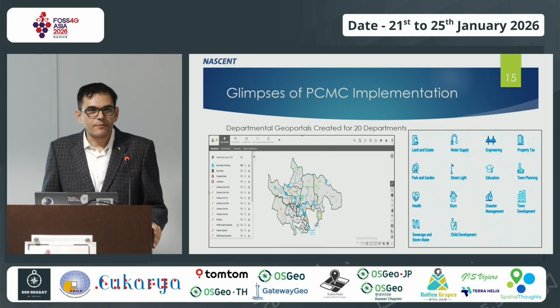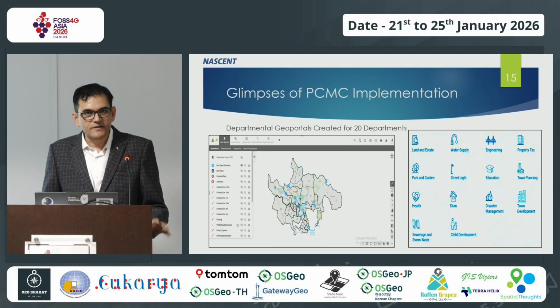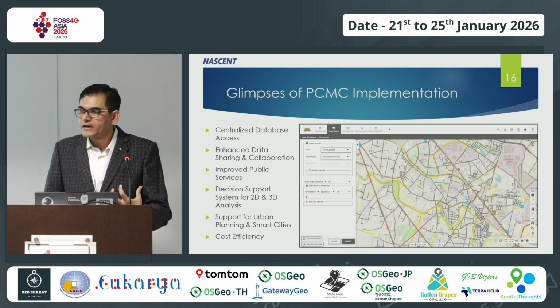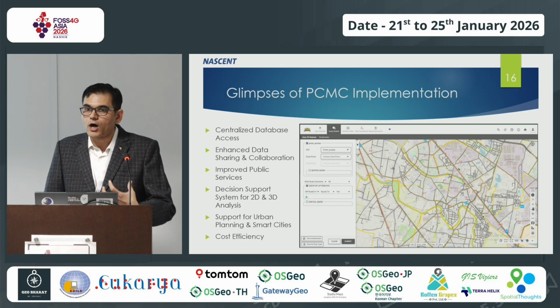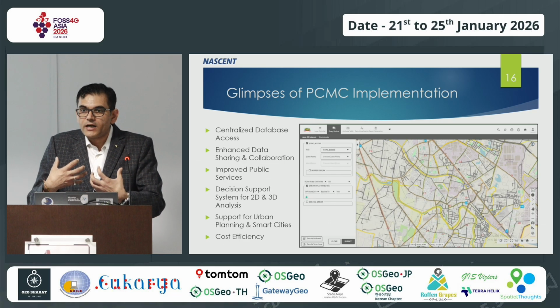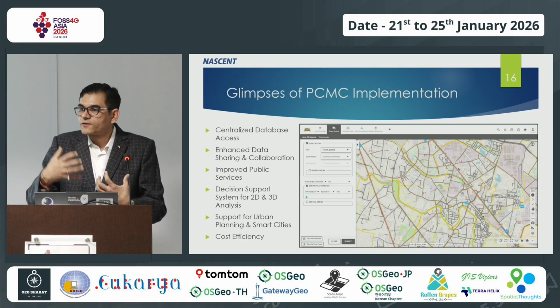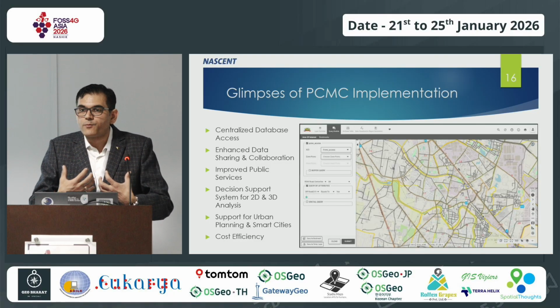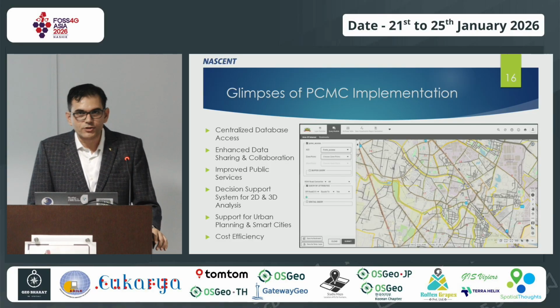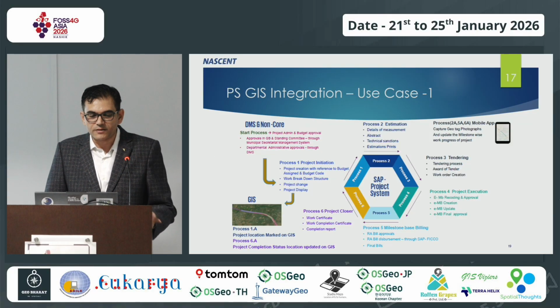This is a departmental geo portal. The departmental geo portal is basically a decision support system we have provided to the various departments. 20 geo portals we have developed. Scenarios can be created. For example, the electricity department would like to analyze how many consumers are connected with a pole, how many poles are served from a transformer, how many transformers are connected with the feeder. So this type of scenario can be created, and a solution can be provided. So we have provided the solution to the PCMC smart city.